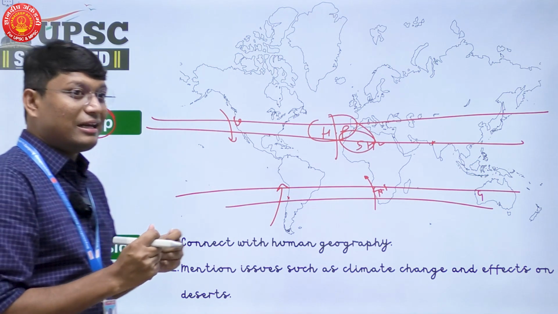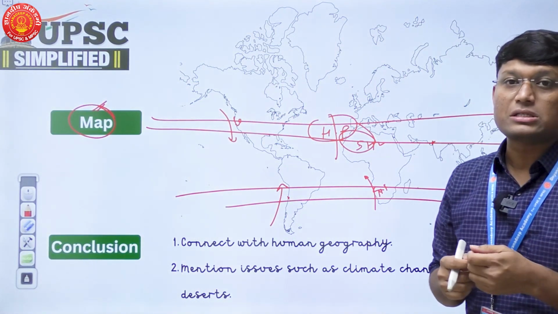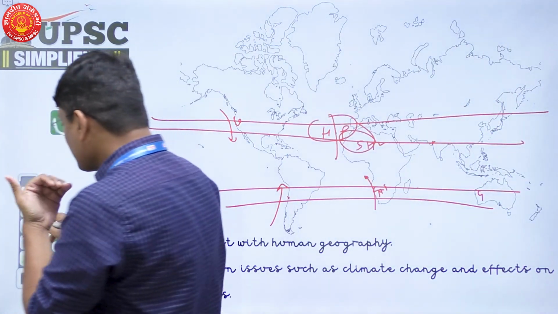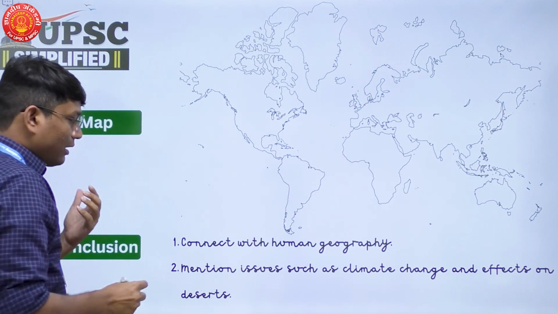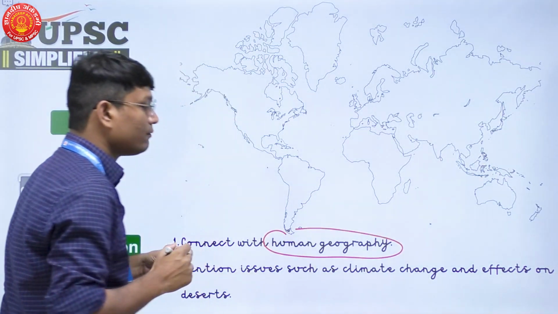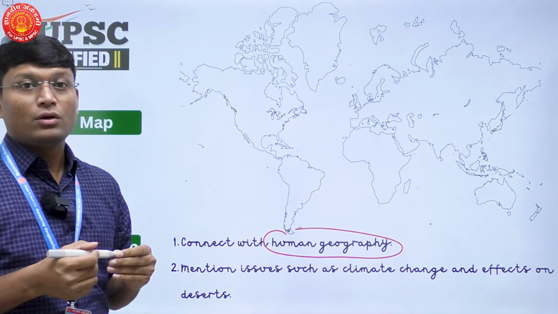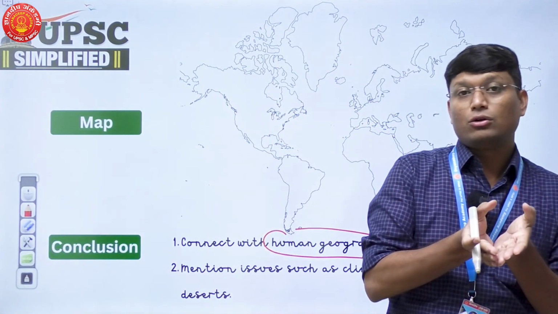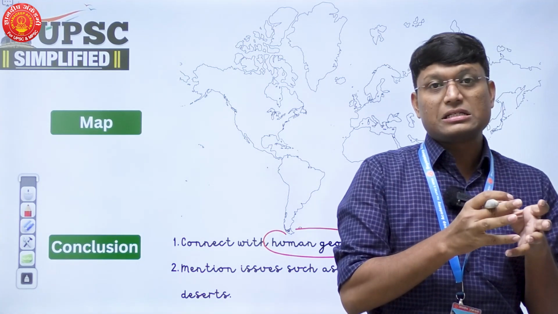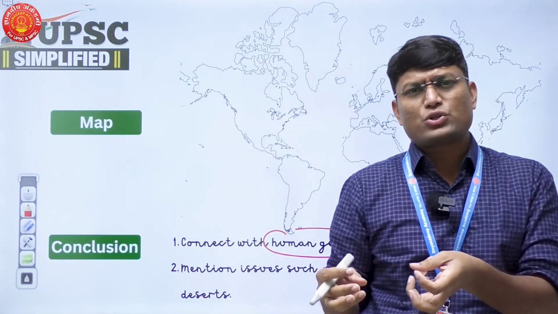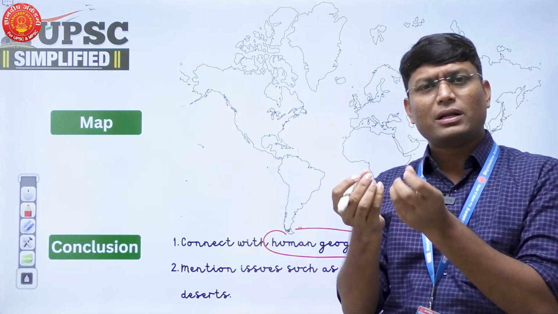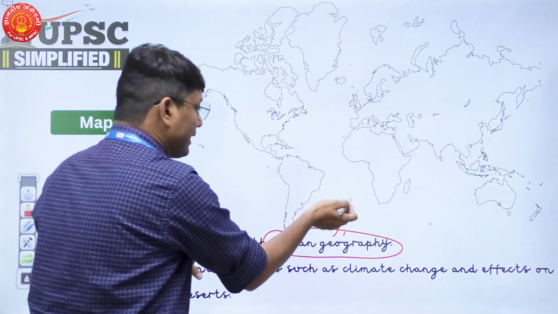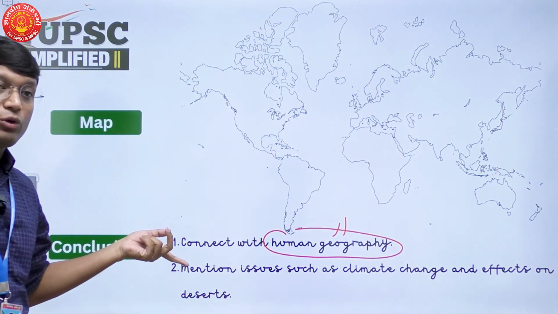Now, the conclusion is a little tricky because these types of questions do not have enough content to conclude properly. But what I generally prefer is to connect physical geography with human geography. I will say that in these 20 to 30 degree north parts there are deserts, and deserts bring so and so human life conditions. Whatever human geography aspect you can write, you should write in this section.